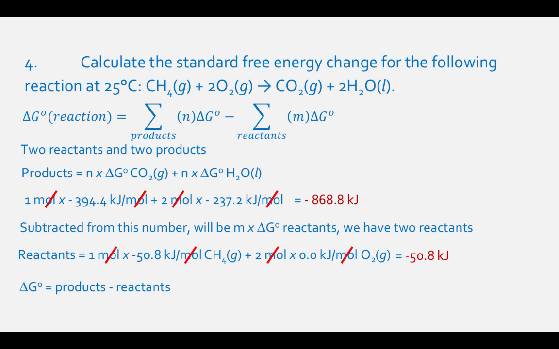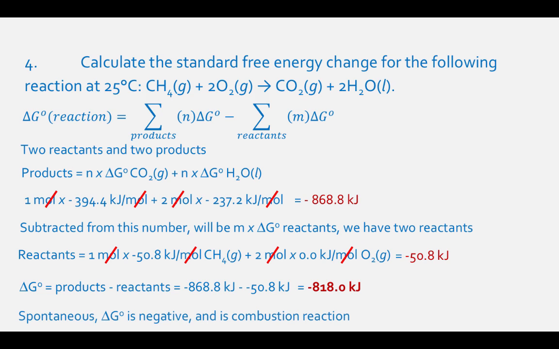To find the standard delta G of the reaction, subtract the reactants from the products. This will equal negative 868.8 kilojoules minus negative 50.8 kilojoules, which equals negative 818.0 kilojoules. This reaction is definitely spontaneous because it is a combustion reaction.